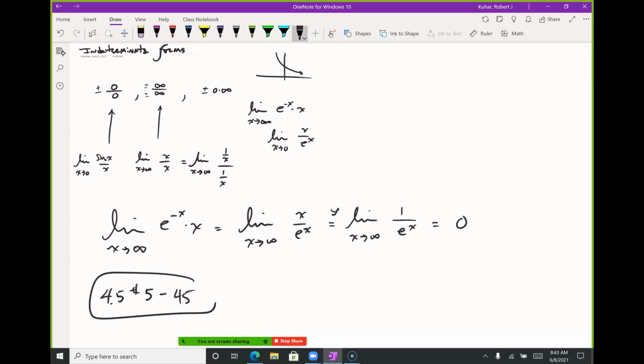Don't have to do all of those, right? If you do a couple of early ones, a couple of middle ones, a couple of late ones, you should be fine. Let's look at the other indeterminate forms that we have.